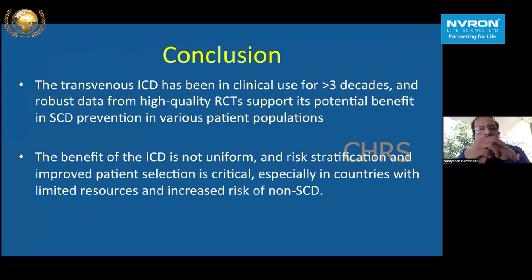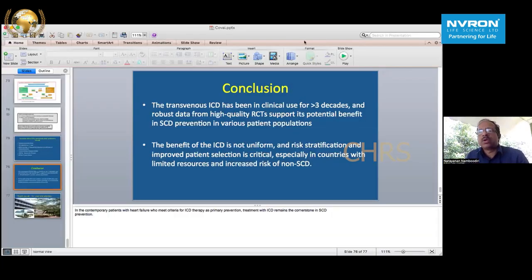Concluding, the transvenous ICD has been in clinical use for more than 3 decades, and robust data from high quality RCTs support its potential benefit in SCD prevention in various patient populations. But we should remember that the benefit of ICD is not uniform, and risk stratification and improved patient selection are critical, especially in countries with limited resources and increased risk of non-SCD deaths.